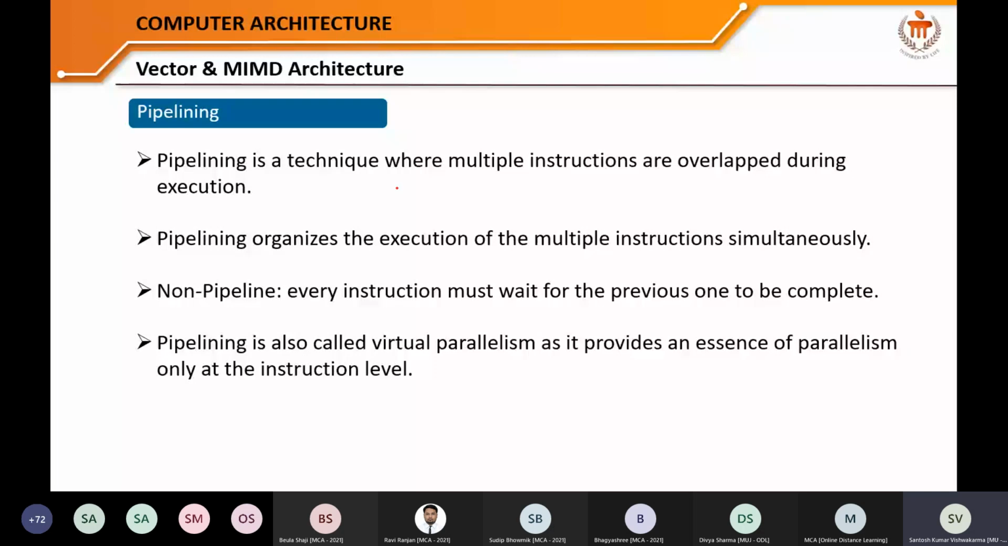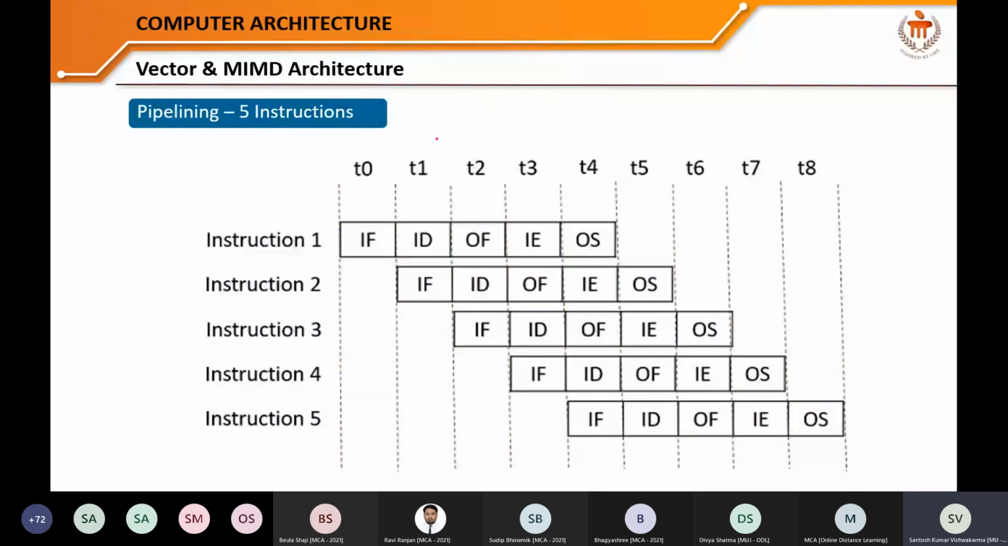So let us go through. Pipelining is a technique where multiple instructions are overlapped during execution. And if you remember, we have also gone through this example. Suppose we have instruction 1, at T0 this gets started. Once this phase has been completed, we come to the second phase, that is decode. And at time T1, while instruction 1 is at decode, we can have the second instruction started at instruction fetch, like this. Okay, this is one example of pipeline.